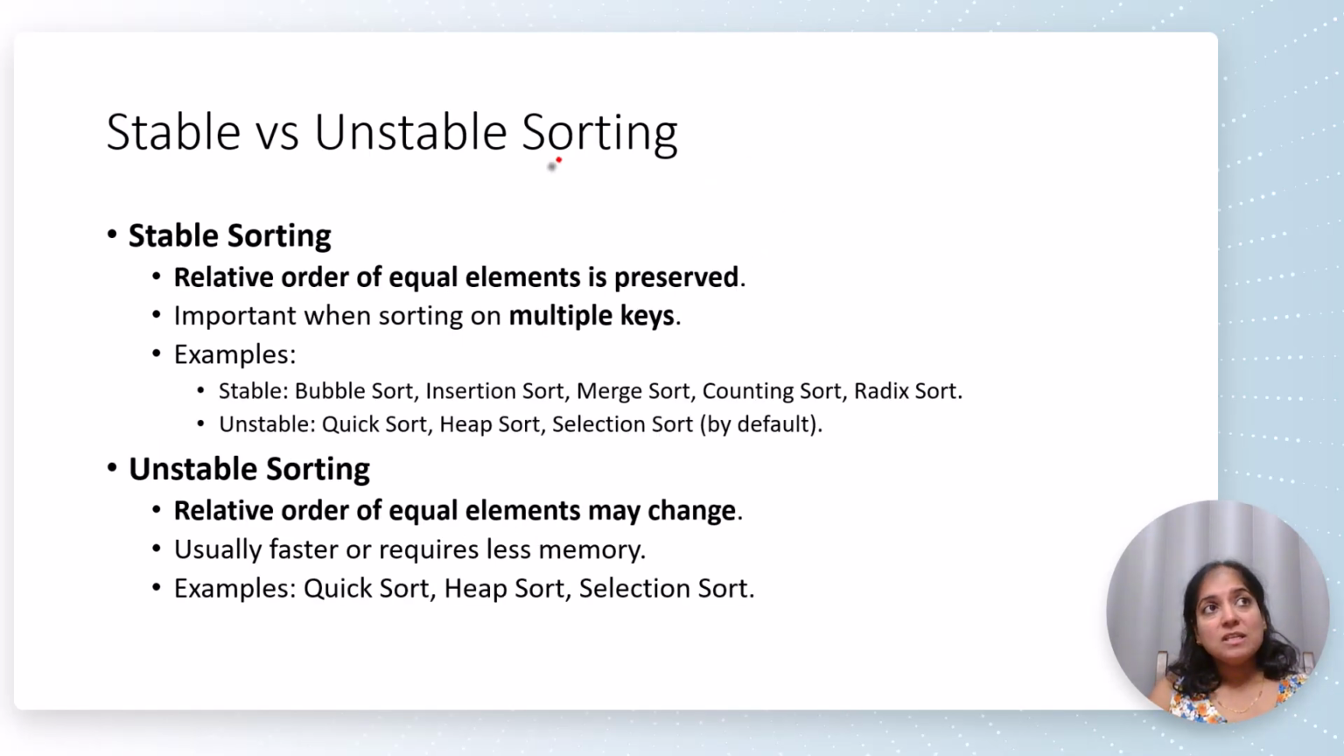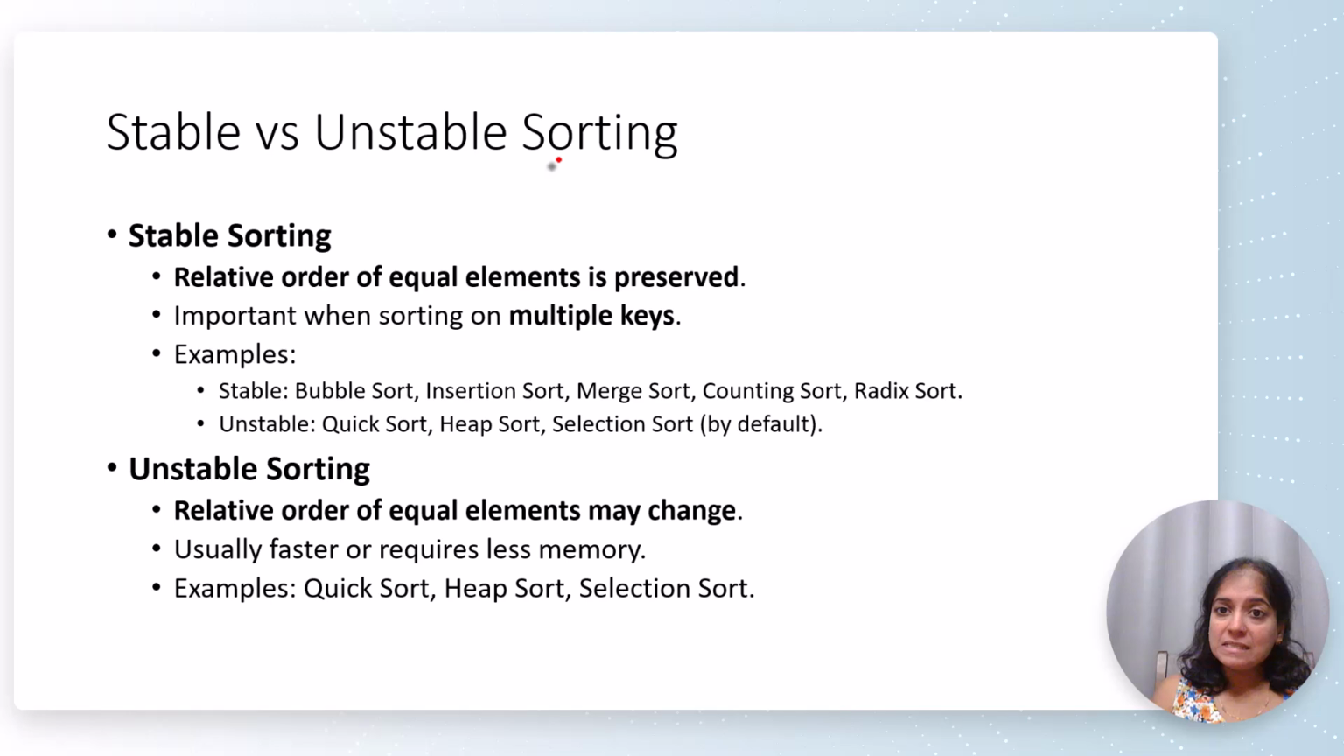Okay, the next concept, basically I'll say the next feature of sorting, is stable versus unstable sorting. When the relative order of equal elements is preserved, we call it stable sorting. It is generally useful when we have objects based on multiple keys, like an object having an employee ID, employee name, address, contact number, multiple keys.